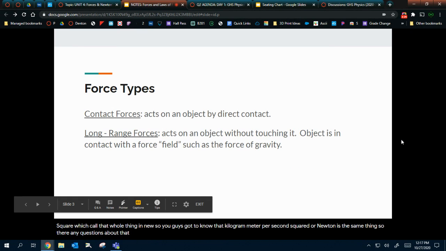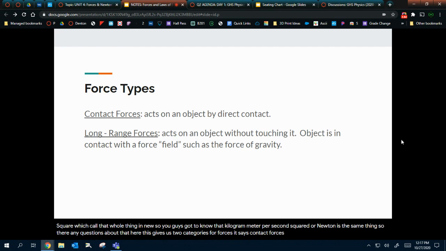All right. Here, this gives us two categories for forces. It says contact forces, long-range forces. It's pretty self-explanatory what those are, but there's really no need to categorize them. I mean, obviously some people do. So, contact forces, two objects are touching. Long-range forces, the objects don't have to touch. So, it gives you the example of gravity. Can y'all give me another force that acts over a distance?